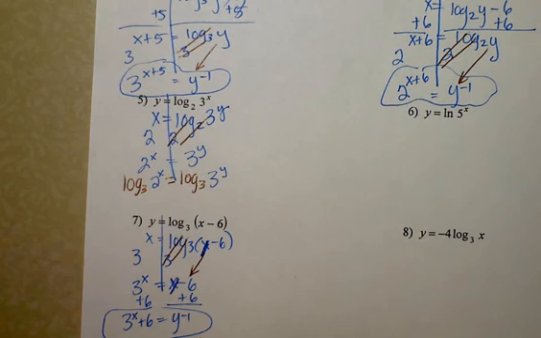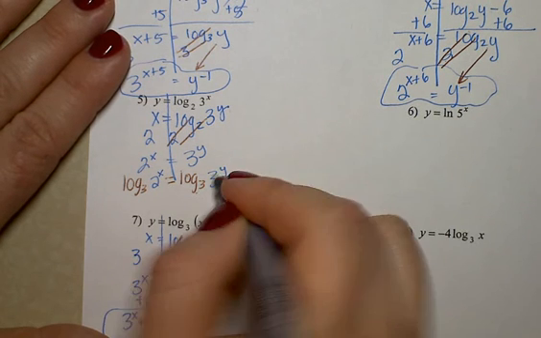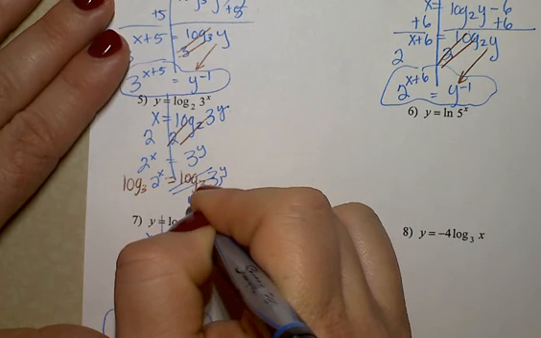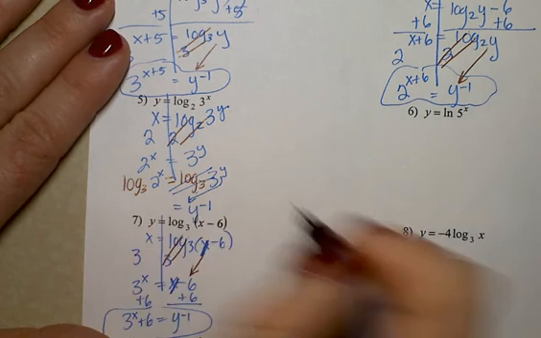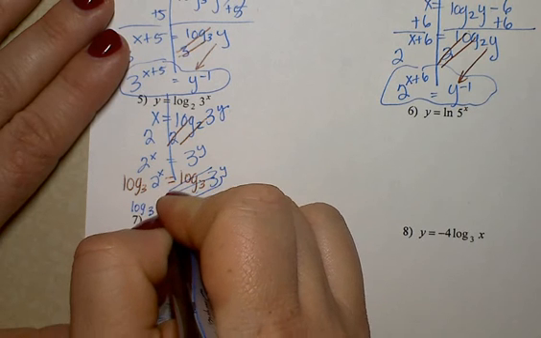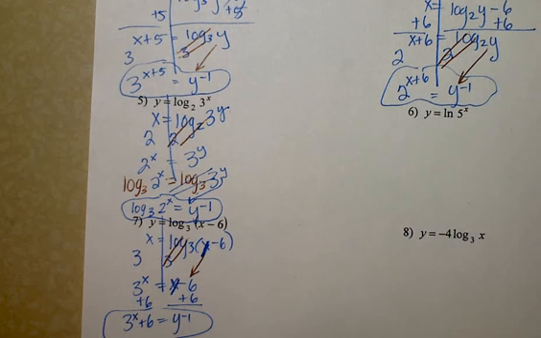On the right-hand side, I'm going to cancel out the log base 3 and the 3. And I get to bring down the y. On the left-hand side, I have log base 3 of 2 raised to the x power. Definitely a little more difficult.